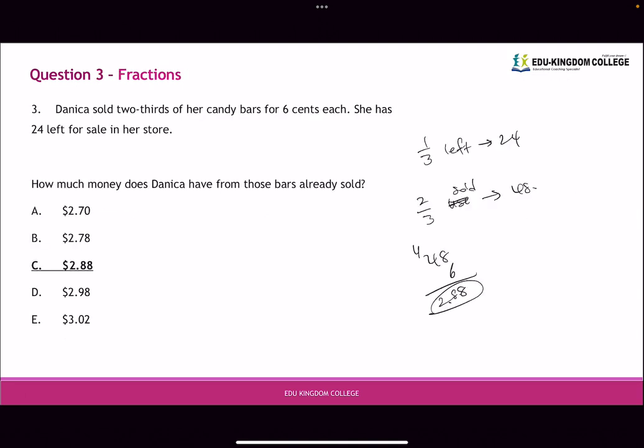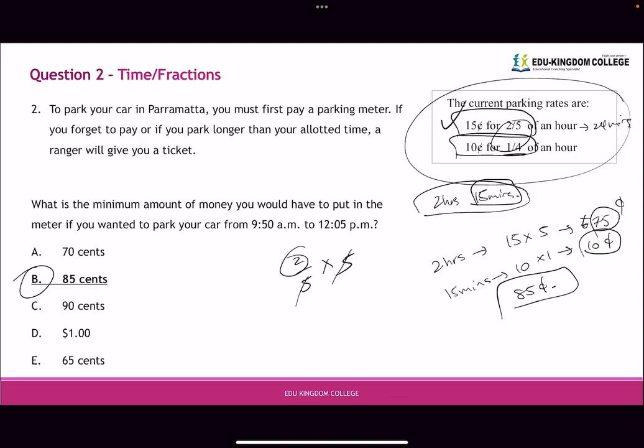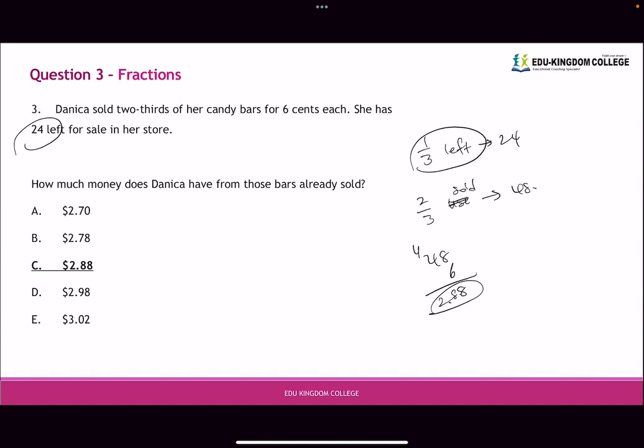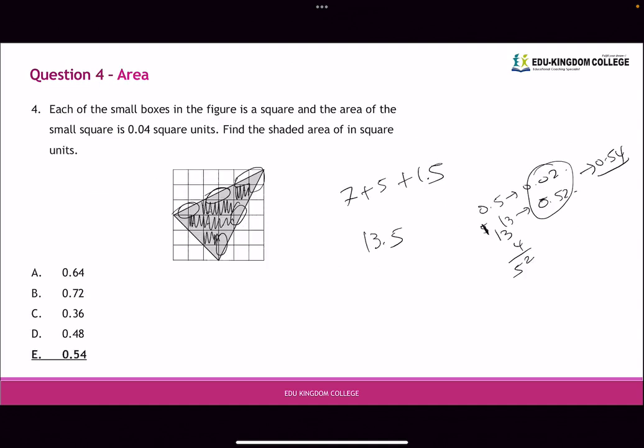That's part B. Now question 3, we have a fractions question. So she sold 2/3, which means she's got 1/3 left. That's 24. So 24 left over is 1/3, which means that 2/3 is going to be 48, just double, right? So she sold 2/3, which is 48, and then 48 times 6 cents is 288 cents, or $2.88.